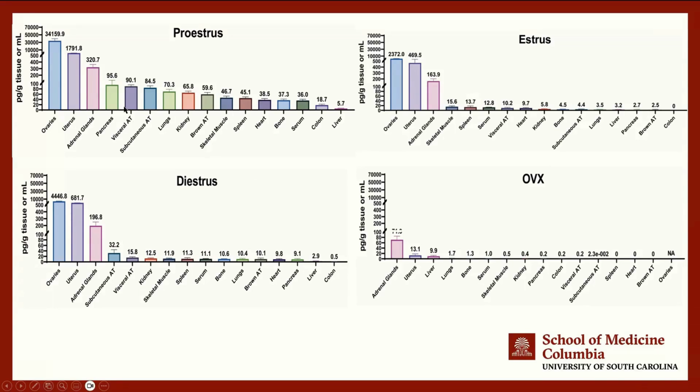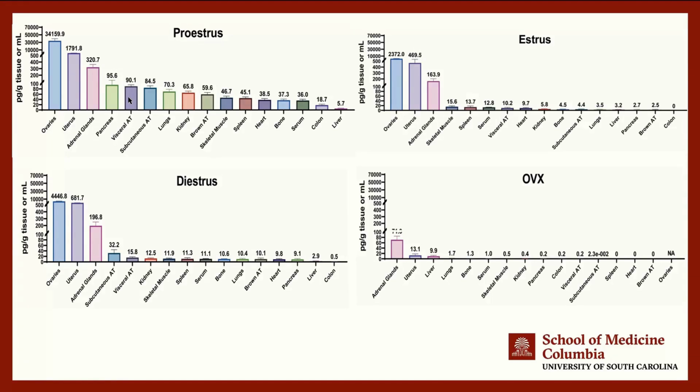Also, the adipose tissue is a rich source of E2 in terms of content, okay? Now, we've also analyzed other steroids, but I'm not going to share this data. We've also started to analyze the brain, which is also very exciting.